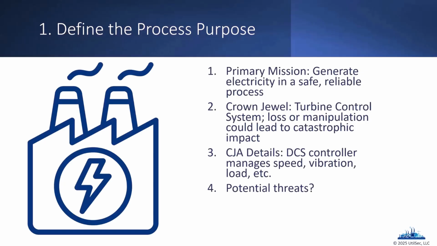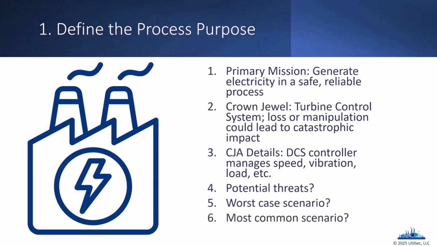But what are some of the potential threats? What would happen if an attacker was able to, let's say, gain control over the DCS, which was responsible for, in turn, monitoring and controlling the turbine? Could they create that worst case scenario where the turbine does physically break down and you can't replace it for 3 years? Or what's more common?